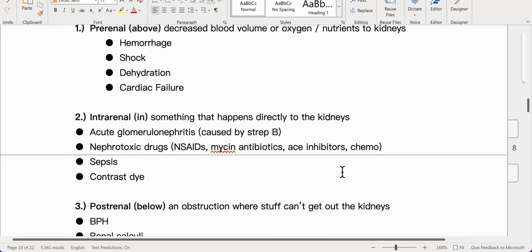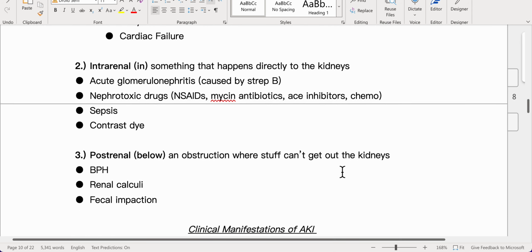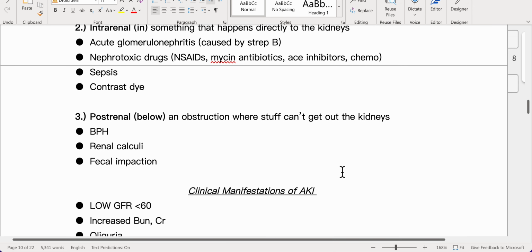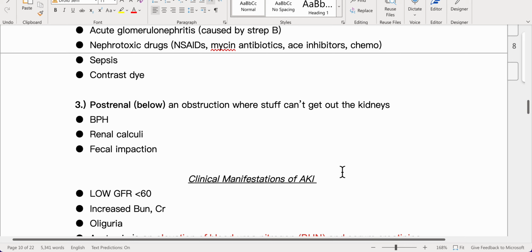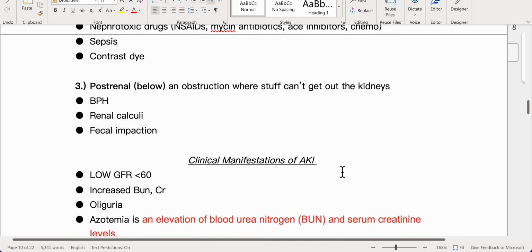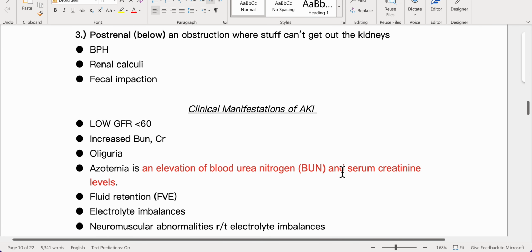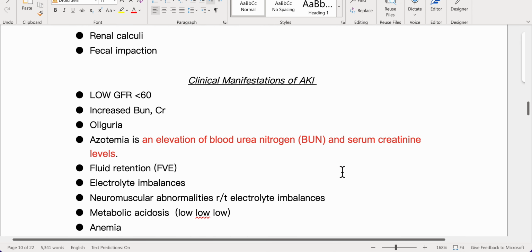2. Intrarenal, in: something that happens directly to the kidneys. Acute glomerulonephritis, caused by strep B. Nephrotoxic drugs: NSAIDs, mycin antibiotics, ACE inhibitors, chemo. Sepsis. Contrast dye. 3. Post-renal, below: an obstruction where stuff can't get out of the kidneys. BPH, renal calculi, fecal impaction.